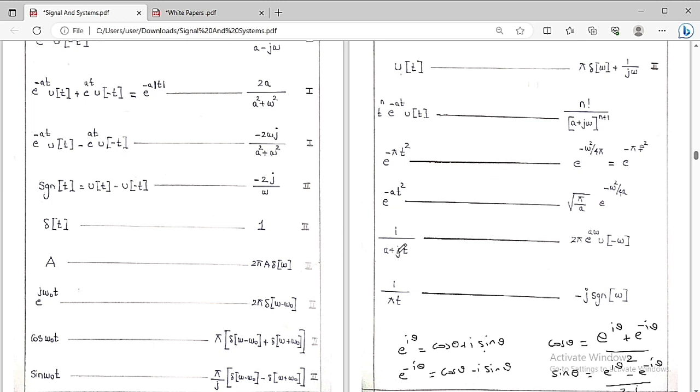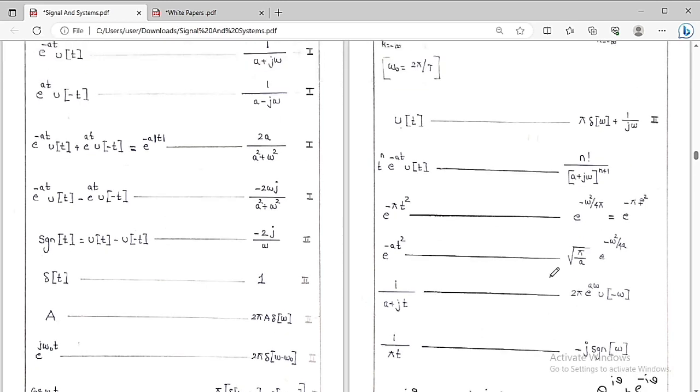Then for 1 by a plus jt, the Fourier transform is 2 pi into e to the power of a omega into u of minus omega. And for 1 by pi t, the Fourier transform is minus j signum of omega. So you have to remember these things. Anyhow, I will give the proof. I have already given the proof for all these in the classes, but until then, you have to remember.